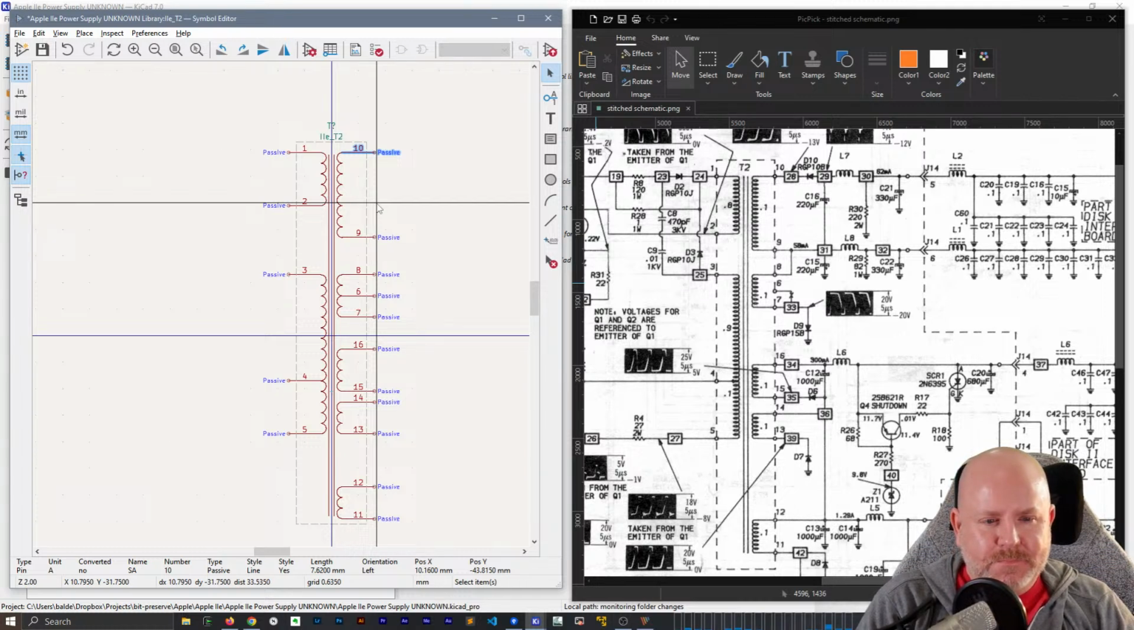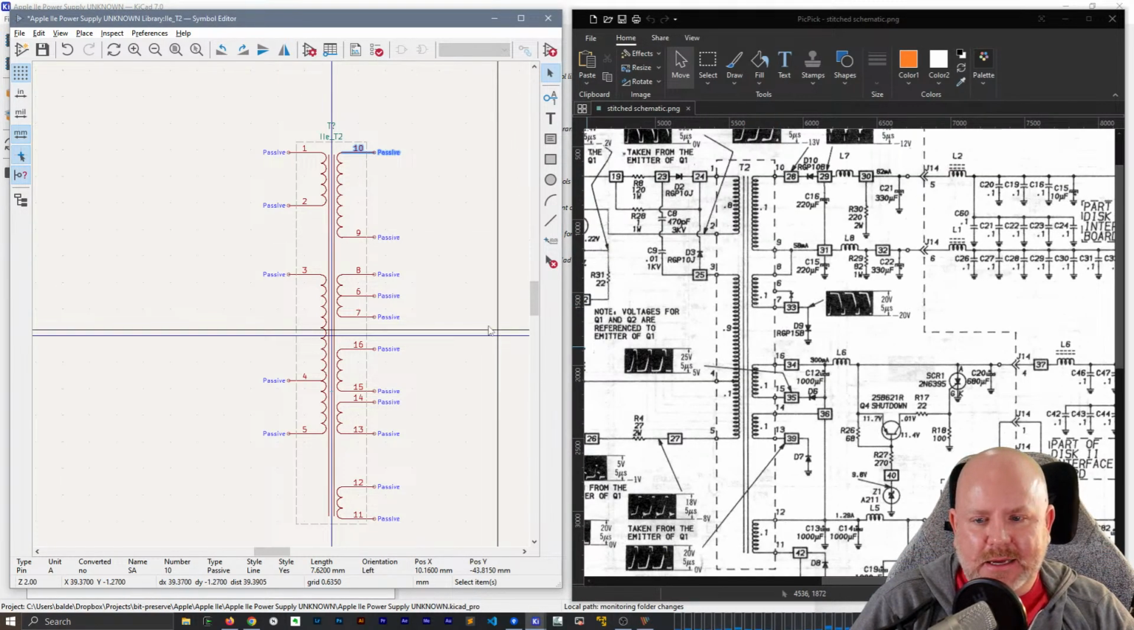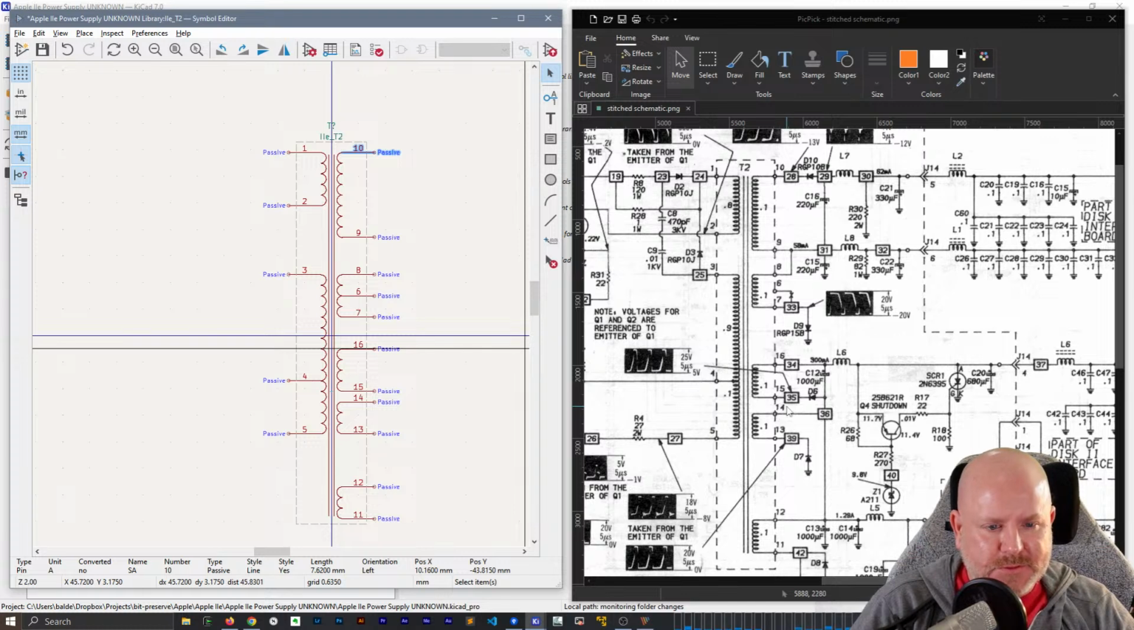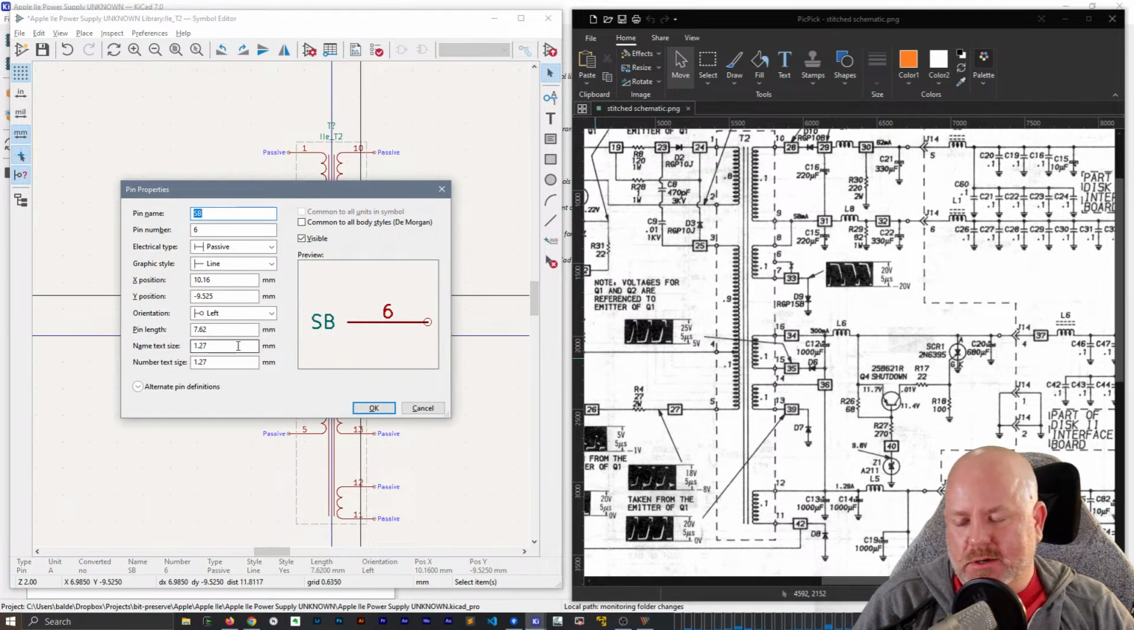6 is the frame. You think so? Oh, yeah. I see what you're saying. Yeah. Okay. Good call. Thanks. I missed that. So what we're going to do here is let's make this pin length.